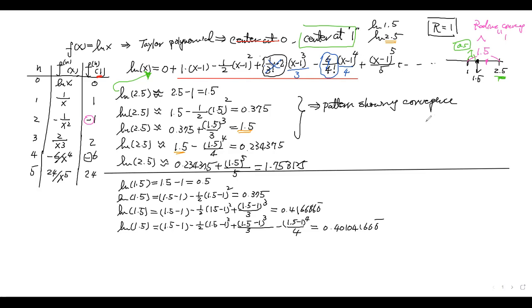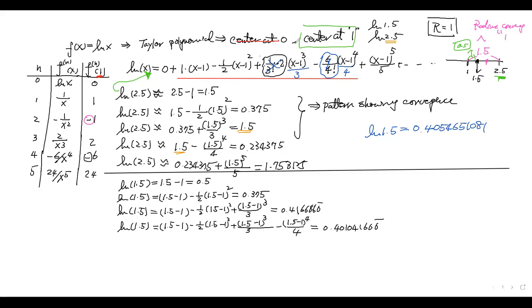Now if you put natural log 1.5 into the calculator, let's see what the true value is. The natural log 1.5 will be 0.4054651081. So that's what you get from the calculator.